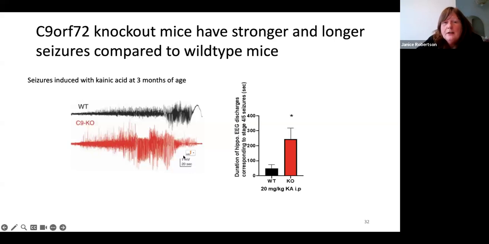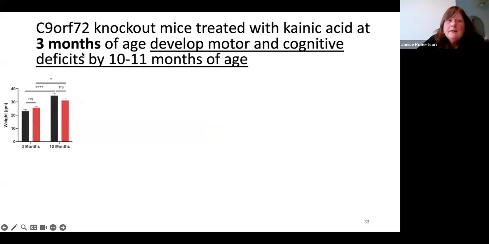So the important thing here is that we dose these animals at 3 months of age. So we got 1 dose of kainic acid at 3 months of age. And so we waited till the animals were 10 to 11 months of age. So then we analyzed these animals. And at 3 months of age, there isn't much difference in the weight. But what we began to see as the animals got older is that the C9 knockout animals began to lose weight.